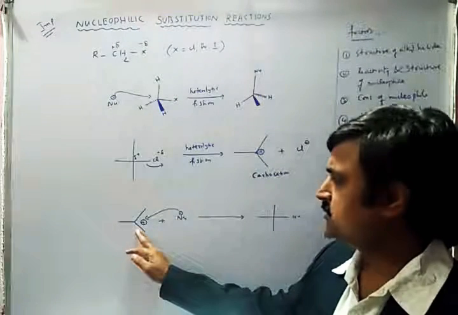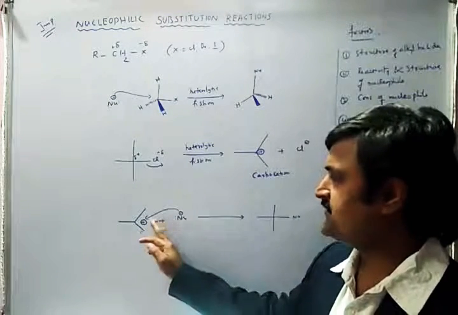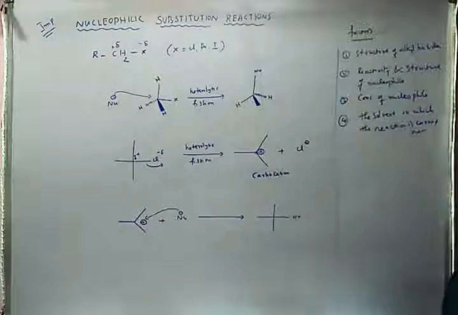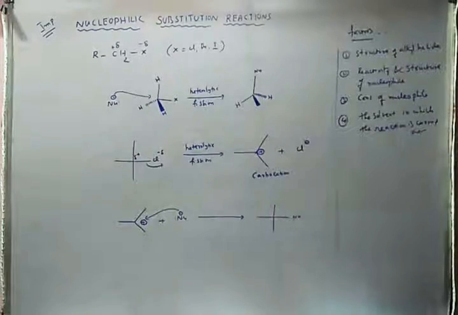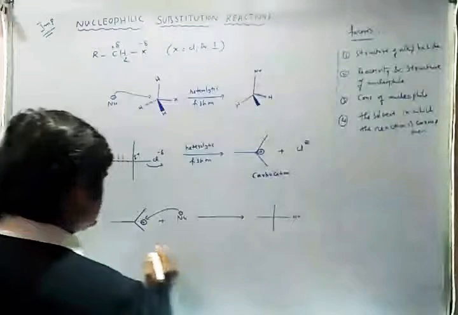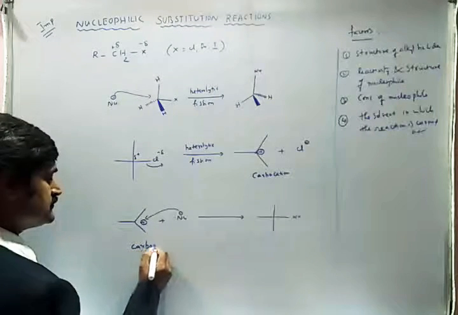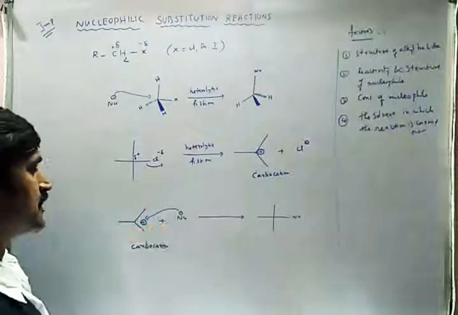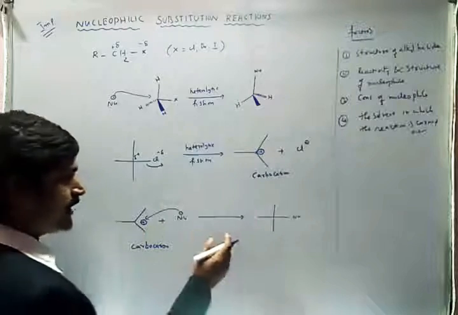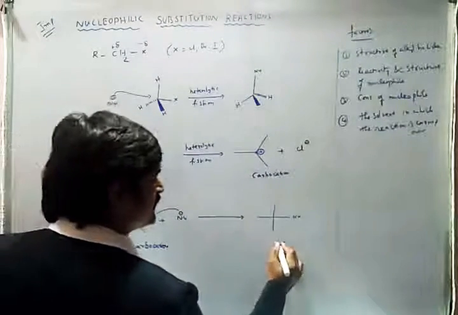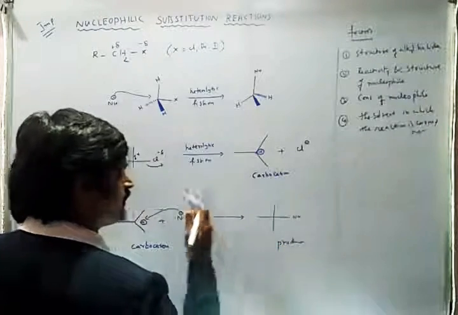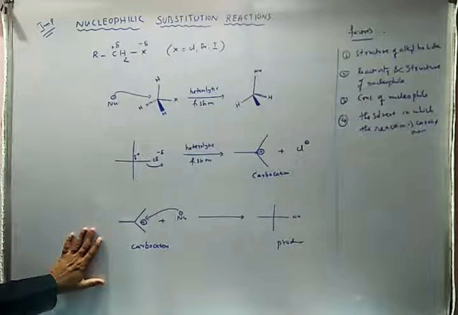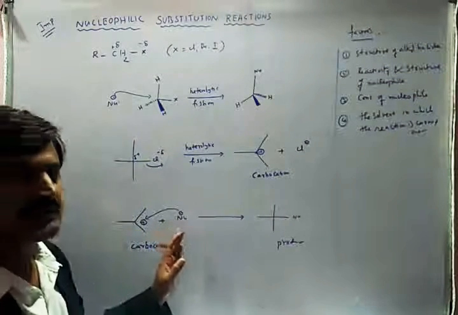After that, the positively charged carbocation receives the attack of the nucleophile, as both are oppositely charged, and they unite to give the final product we are expecting. This is a carbocation, and the condition is that the carbocation obtained should be stable. Then only the reaction proceeds fast and we get the final product according to this mechanism. This is the general introductory part of nucleophilic substitution reactions.